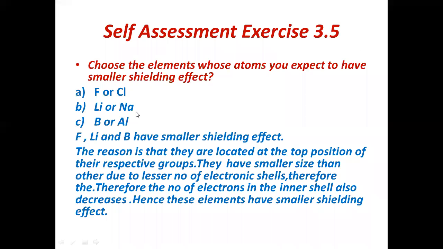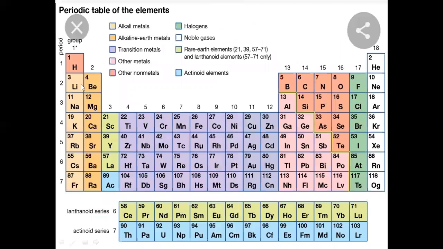Second case is lithium or sodium. Lithium and sodium are present in group number 1A. Both are present in the same group, but lithium is present in period number 2, so it has two shells, and sodium is present in period number 3, so it has three shells. So definitely a lesser number of shells means smaller shielding effect. So lithium has smaller shielding effect.